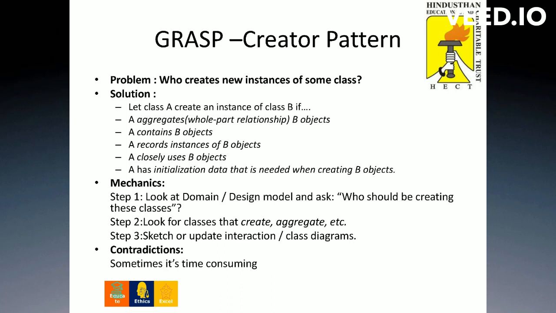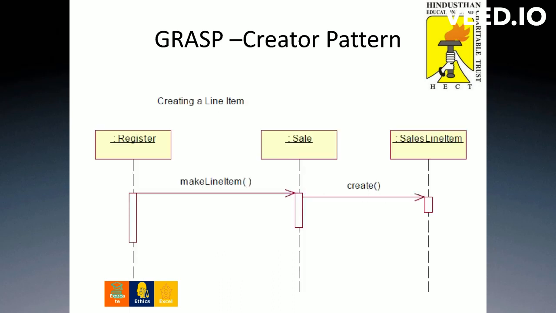Mechanisms. First we look at the domain and design model. Next is the class that creates the aggregate model. Next we sketch and update the interaction with them. Contradiction. Sometimes it will be a time consuming process. Creator pattern. It will show the sequence diagram.